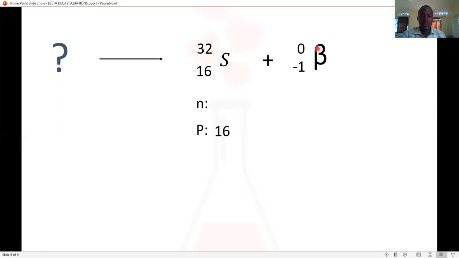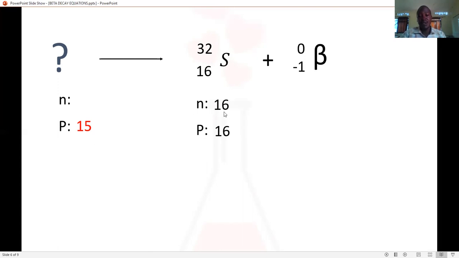So in this case, we shall say that our sulfur has atomic number 16, but we know that the element before must have had one proton less, because in beta decay we always have an increase in the number of protons. So we shall obviously be having a smaller number by 1. So we shall have 15, because 16 minus 1 gives 15. So our previous element must have had 15 protons.